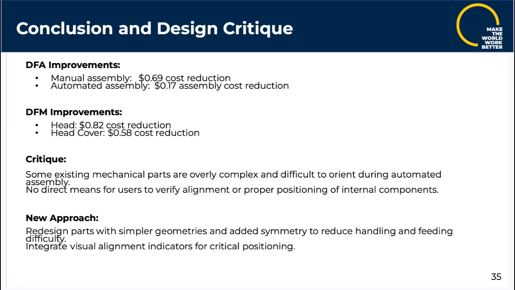In conclusion, we meet our goals of reducing part count, simplifying assembly, and lowering manufacturing costs. However, some parts remain overly complex and difficult to orient during automated assembly, and users currently lack a clear way to verify alignment of internal components. To address this, we would propose redesigning key parts with simpler, more symmetric geometries to improve handling, and adding visual alignment indicators to ensure proper positioning during assembly and use.